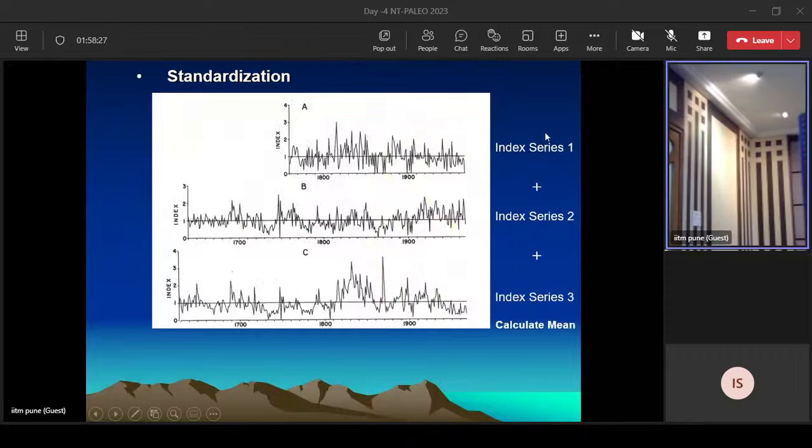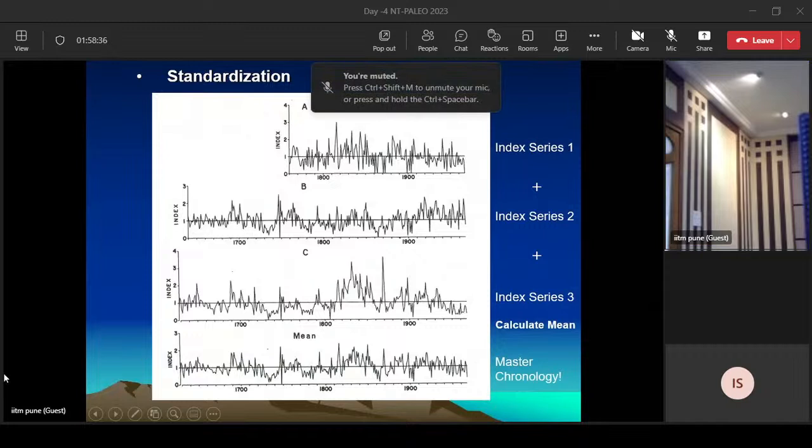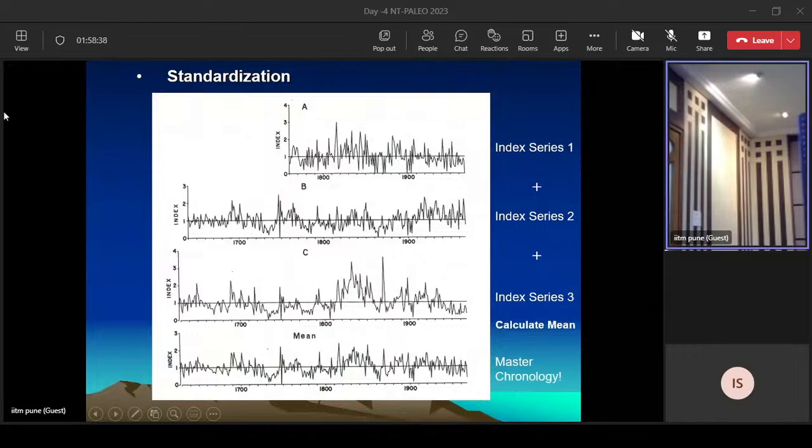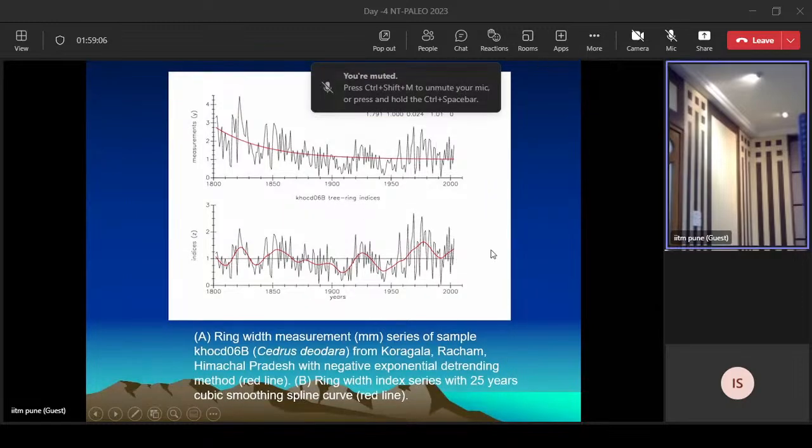So this is the index series 1, 2, 3, and just averaging them forms a master chronology. For our purpose, we collect from one site about 30 to 50 samples. So for all 50 samples, we prepare index series and we average them here, and one series is formed, that is called the master chronology. If I say this is the Gangotri tree chronology, it means it contains at least 30 to 50 samples.